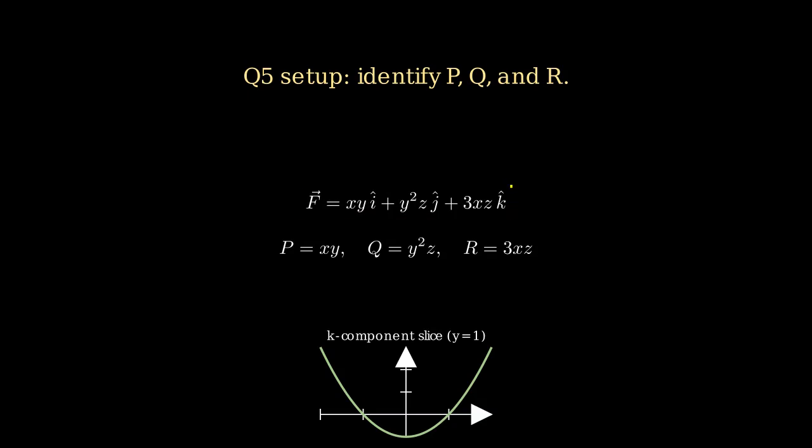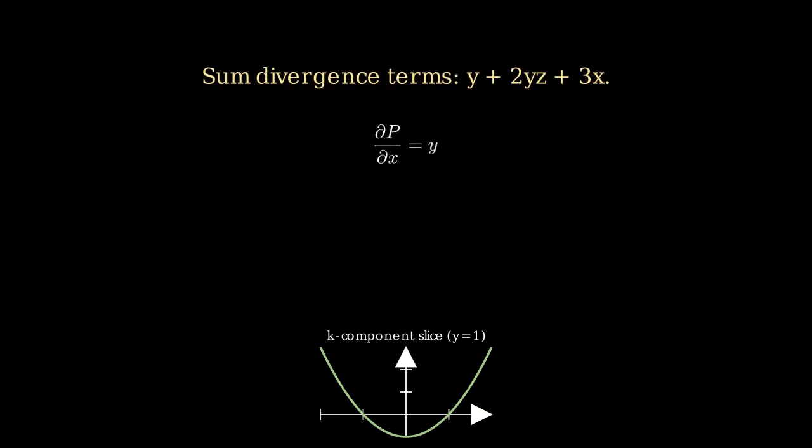Take F equals xy i hat plus y squared z j hat plus 3xz k hat. So P equals xy, Q equals y squared z, and R equals 3xz. Partial of P with respect to x: y is held constant and x differentiates to 1, giving y. Partial of Q with respect to y: z is held constant and y squared differentiates to 2y, giving 2yz. Partial of R with respect to z: x is held constant, z differentiates to 1 multiplied by 3, giving 3x.